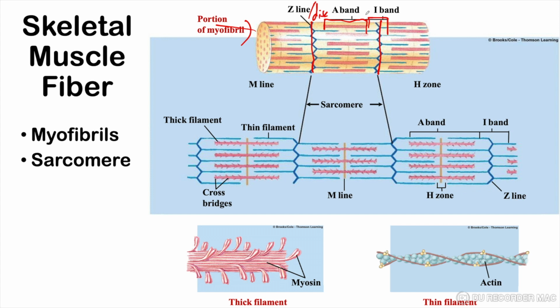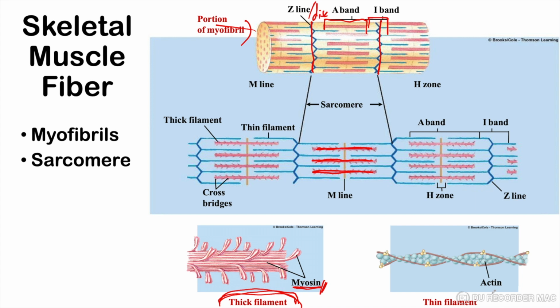And the lightness and the darkness of these bands, your A band and I band, is actually due to the filament that is predominant in those areas. So the thick filament myosin is the one that is causing the darker A band. Your A band is composed of your thicker myosin filament. Okay, that's why it's darker. A band is darker because of myosin, the thick myosin filament.